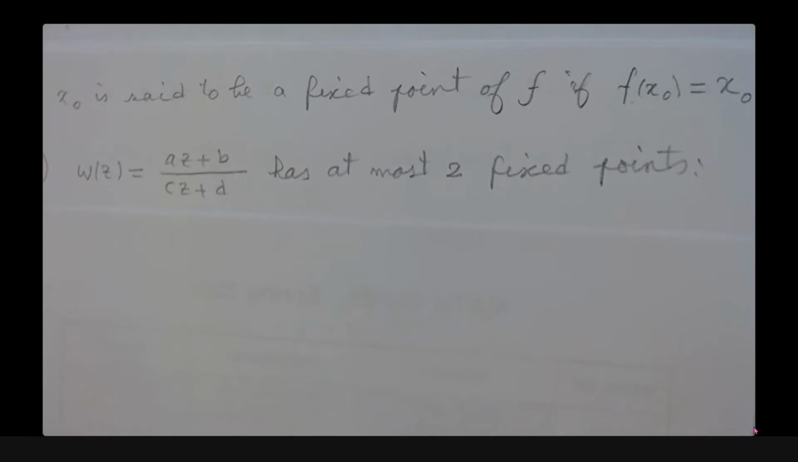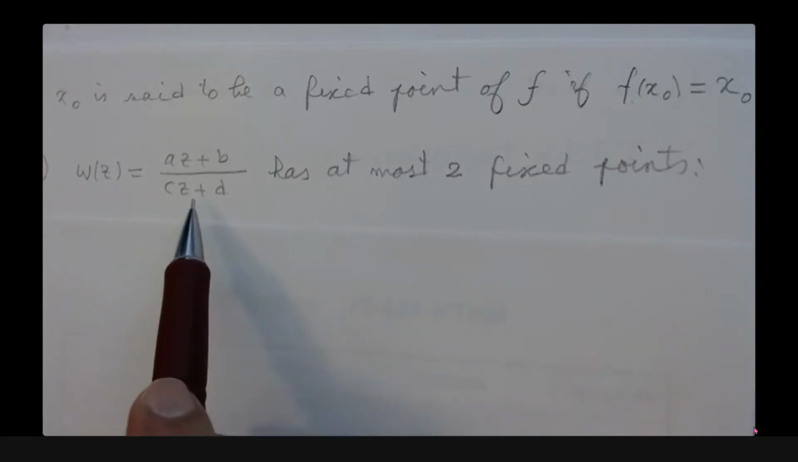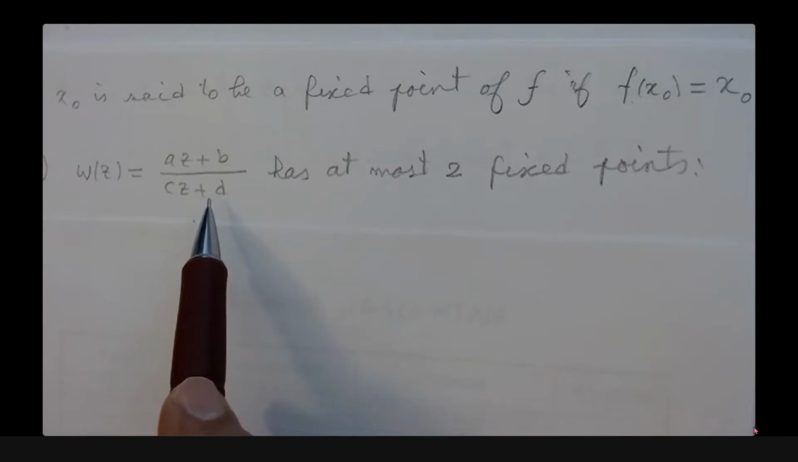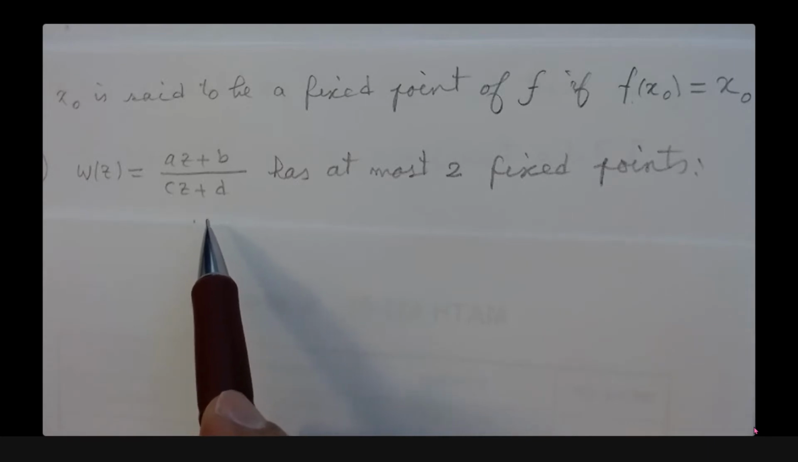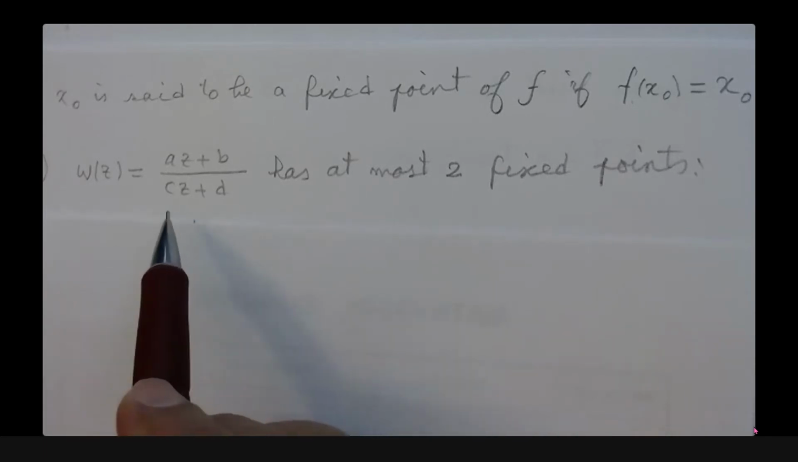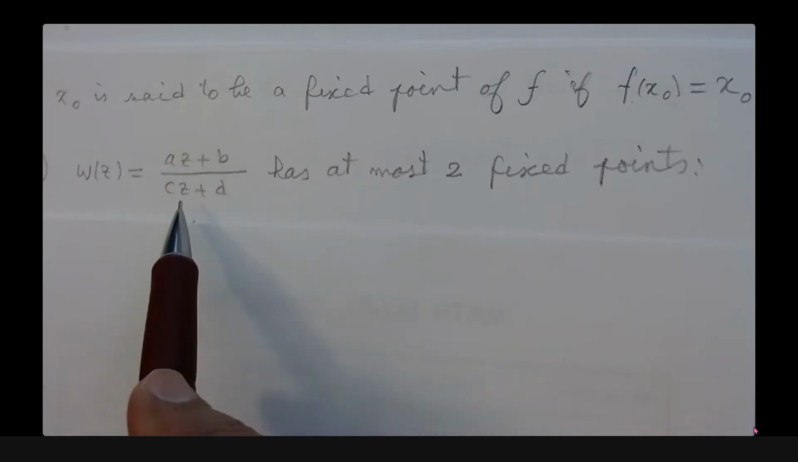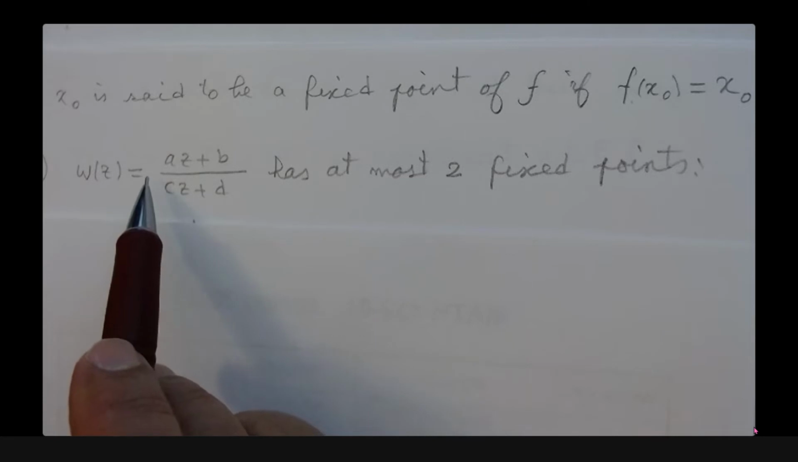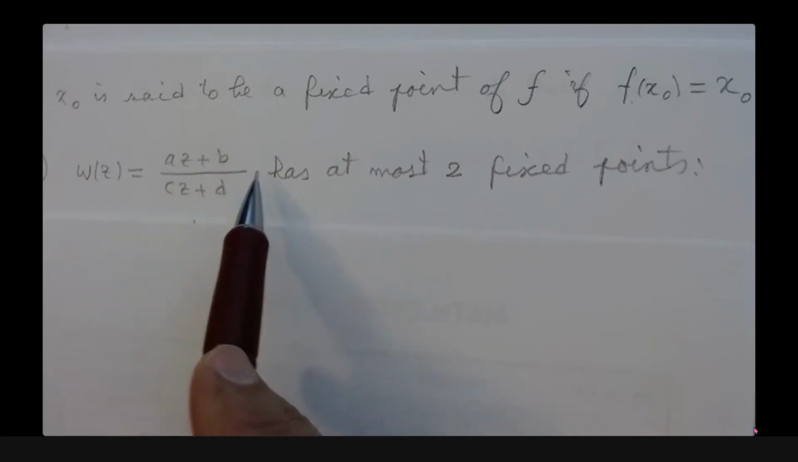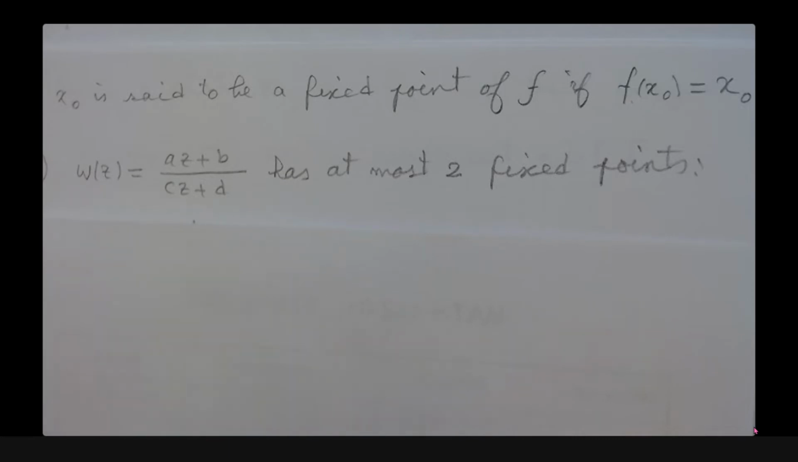Now, when it comes to Mobius function, this function can at most have 2 fixed points, cannot have more than 2 fixed points, okay? And here is the reason. So let's find the fixed point. How do we find the fixed point? We let this to be equal to z, the input, all right? And see what happens.